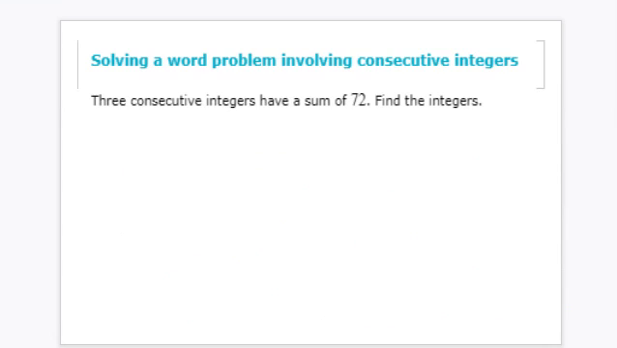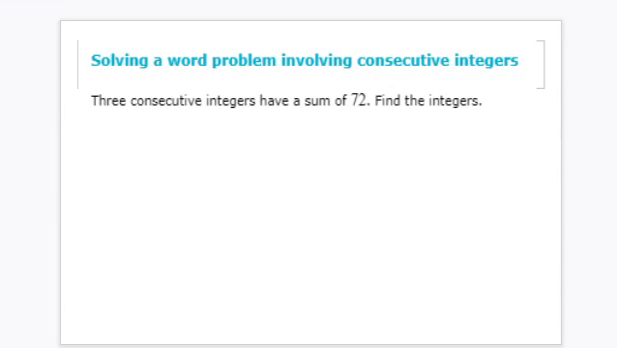Okay, let's take a peek at one more example before you try one on your own. Solving a word problem involving consecutive integers. This is what your assignment afterward is going to look like. So 3 consecutive integers have a sum of 72. Find the integers, okay? So we're solving for these integers. We know that there's 3 of them and they have a sum of 72.